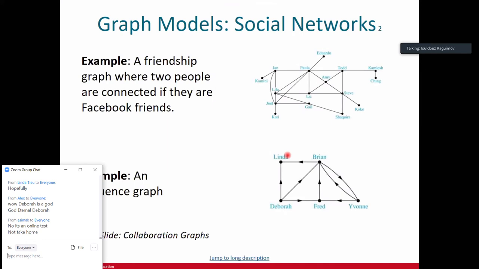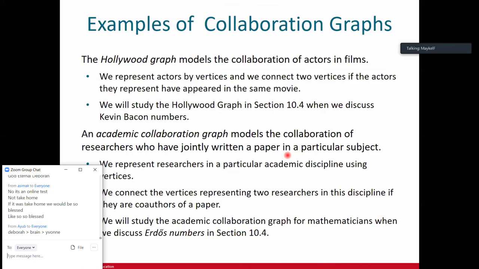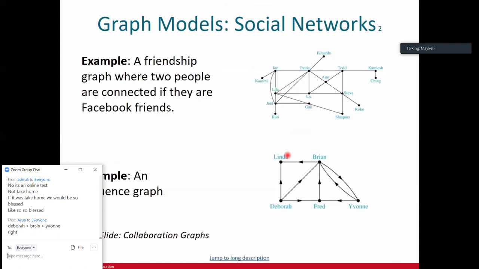Hopefully. But people are changing their influences sometimes when they are losing some confidence. Sir? Yes, please. So Deborah can influence everyone directly but Yvonne, right? Deborah can influence everyone directly, but not Yvonne. She can also influence Yvonne indirectly, through Brian, right? Okay.